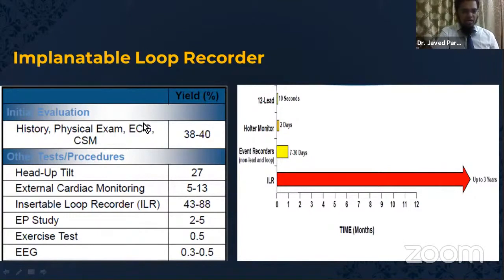As I was saying earlier, this is the diagnostic yield of various things that are available at our disposal. As you can see, history and physical examination, if done carefully and nicely, alone can lead you to a diagnosis in these patients by 30 to 40%. While the diagnostic yield of ILR is 43 to 88%. So the longer you record, the longer you look, you will be able to find a cause.